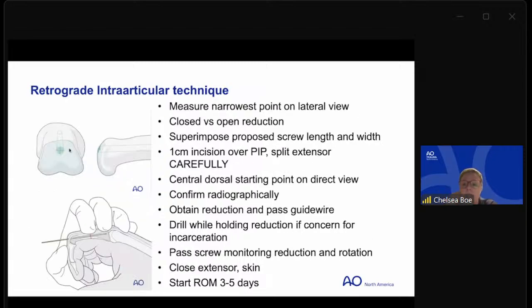The retrograde technique is largely similar in terms of the pre-op planning. Again, the importance of pre-op planning. And then confirmation of your screw size intraoperatively. The incision is made over the PIP joint with the PIP inflection to clear the P2 base for direct access to the head of P1. The extensor is carefully split, avoiding damage to the central slip insertion. The starting point at the central dorsal aspect of P1 is identified and confirmed, and you follow similar steps for drilling if needed. Really, again, also watching for that rotation as you're inserting the screw.